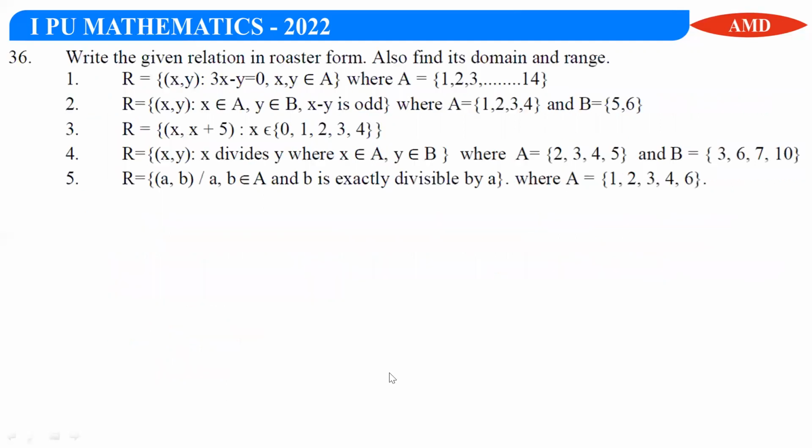You can get the answer easily here. Next, we have the 36th question, where a relation will be given to you, and you will have to write the given relation in the roster form. Then you have to find the domain as well as the range. So it is one of the easiest questions.